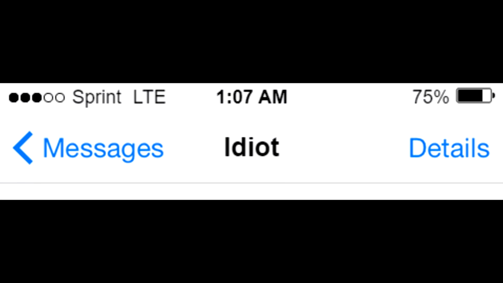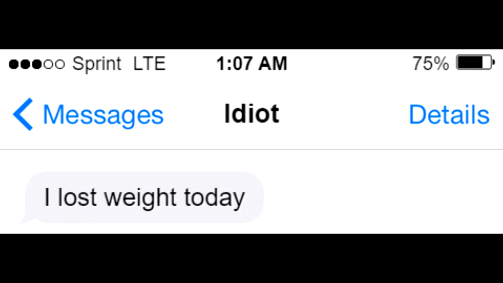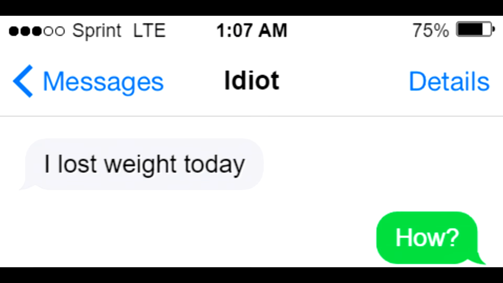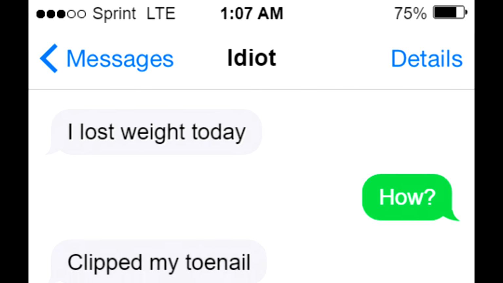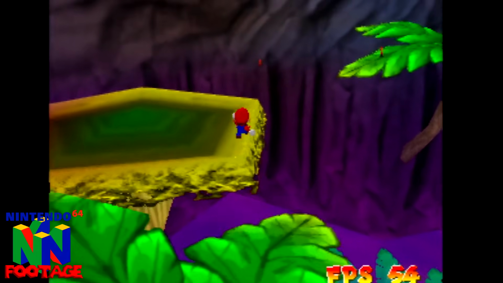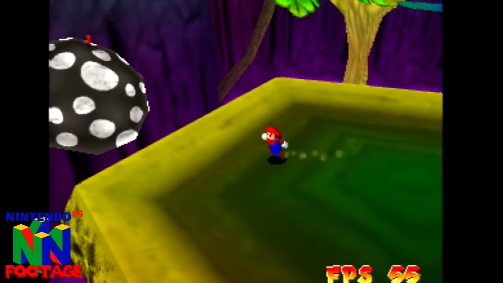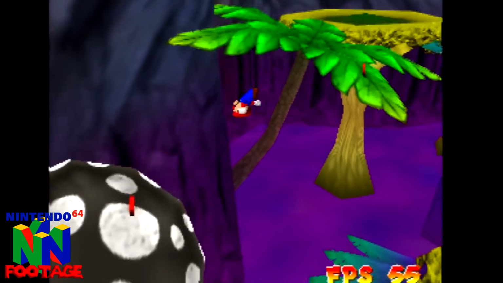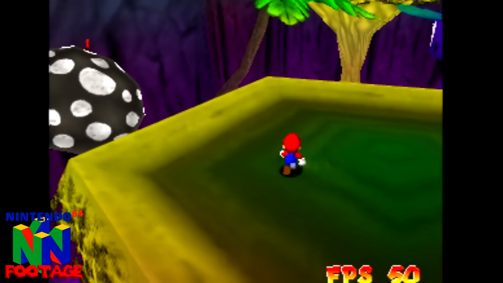Think about this. Imagine your friend told you they lost weight today, and you ask them how, and they tell you they clipped their little toenail. That's about what we did here, just a lot cooler. For this reason, we can't go by empirical measurements and how this will play out in a full game context, and just have to go with what we believe to be best.